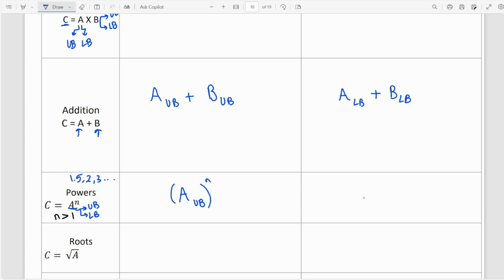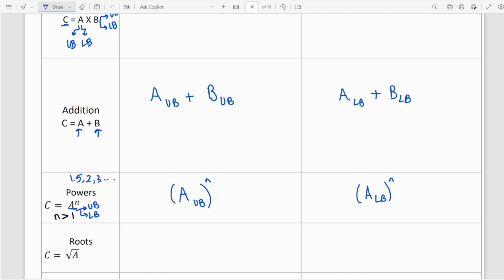Now, what if you wanted to achieve the minimum possible value? You would take the lower bound for A and raise it to the power. Because again, the lower the number inside the power, the lower your result will be. And that's what you want to achieve here. You want the minimum possible C. Okay?